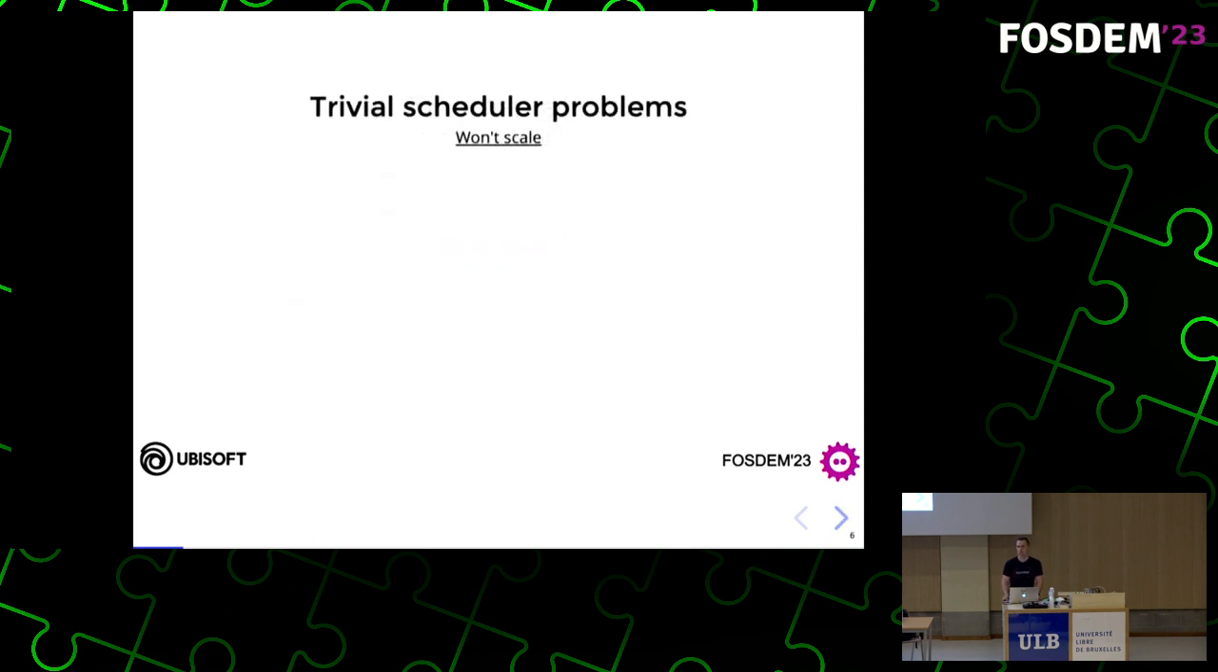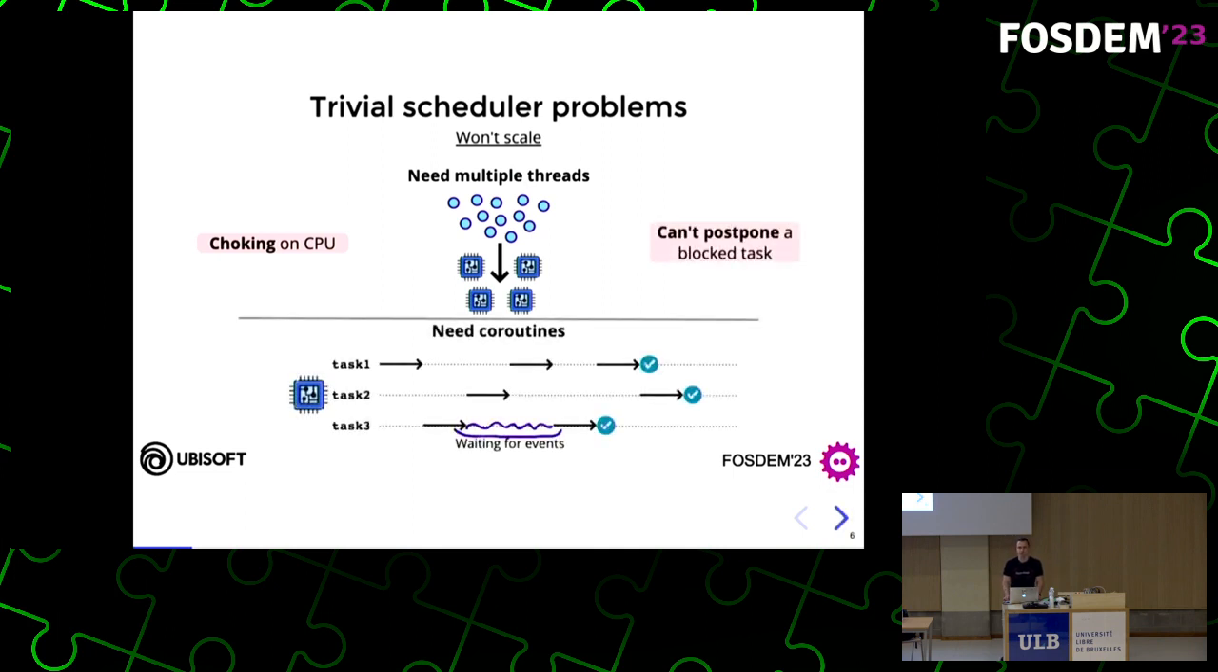The trivial scheduler, which we just saw with a single thread, will not work here. It simply will not scale. Firstly, a single thread is not enough to handle so many requests, being so CPU intensive. It will just choke on CPU. Secondly, we can't postpone blocked tasks and do other tasks while the first ones are waiting for some events like network input. So this means we need coroutines so that tasks could yield, so they could give up their time to some other tasks in the same thread.